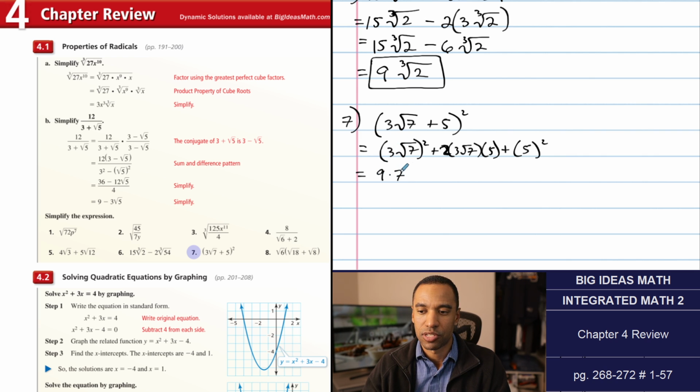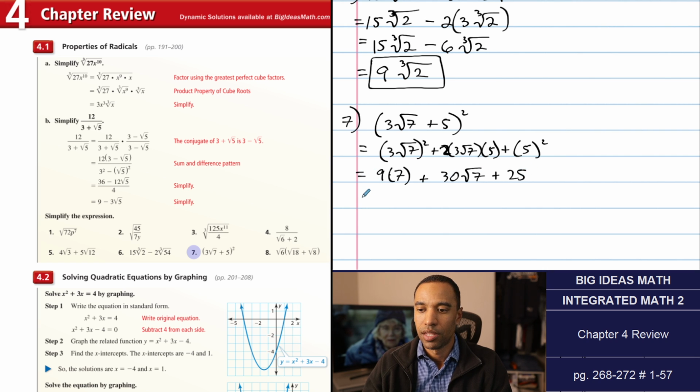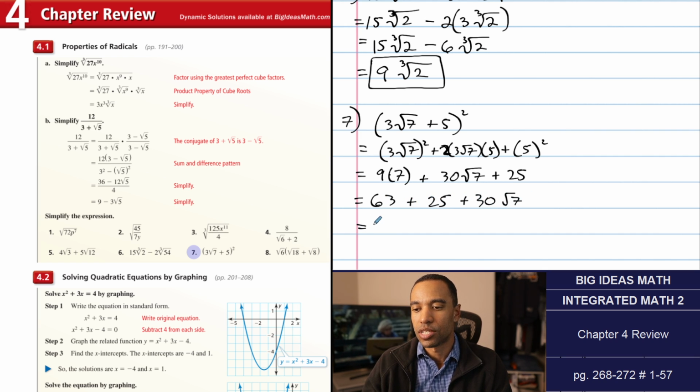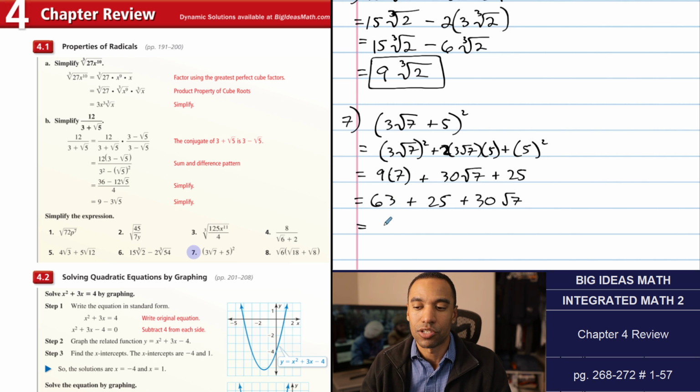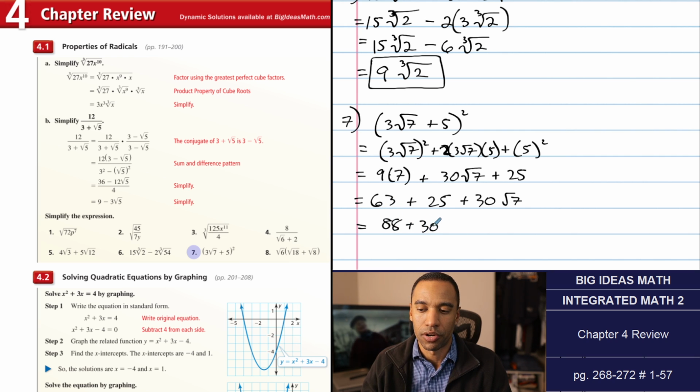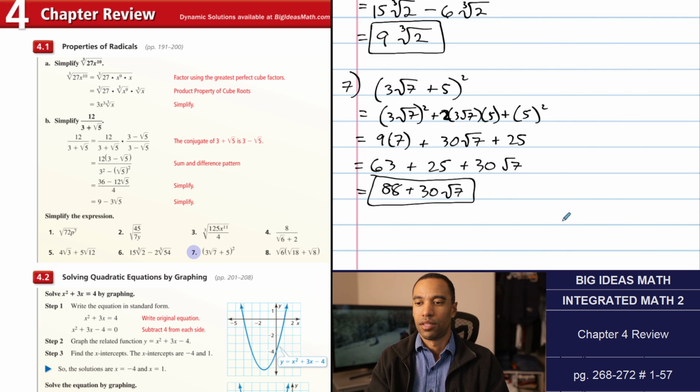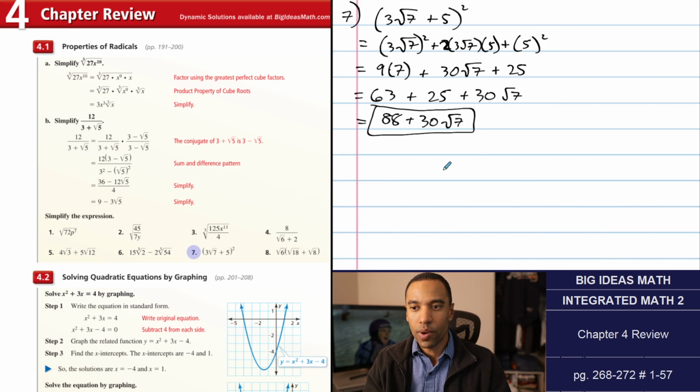9 times 7 is happening there. Plus, now 2 times 3 times 5 is 30, so that's 30 root 7, and then plus 25. 9 times 7 being 63. I'm going to put the 25 in front because that's the end thing that's going to add with it, right? 63 plus 25 is 88. So you get 88 plus 30 root 7. And that's what happens when you square that.